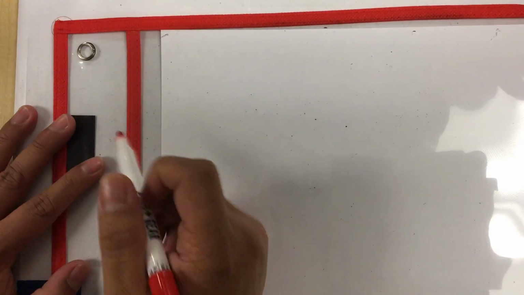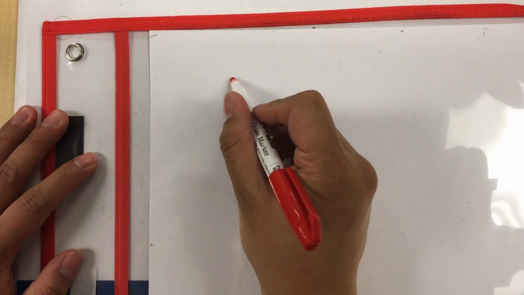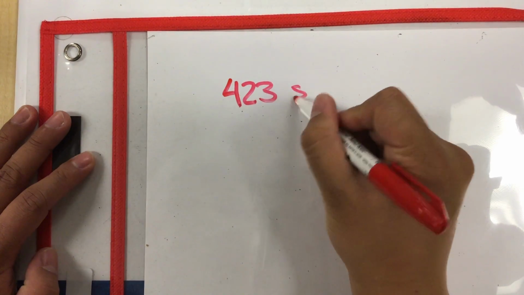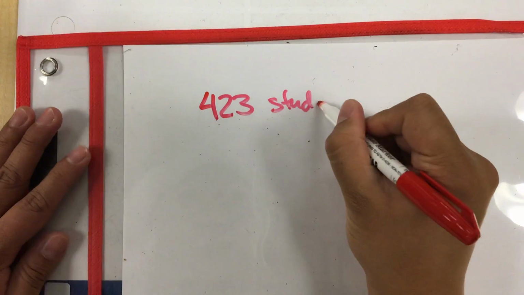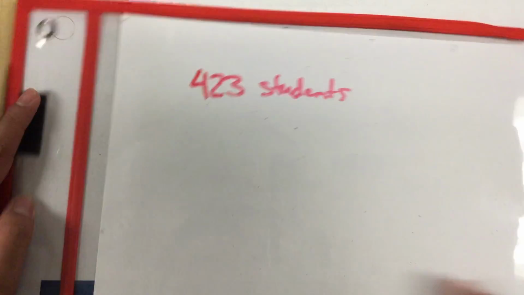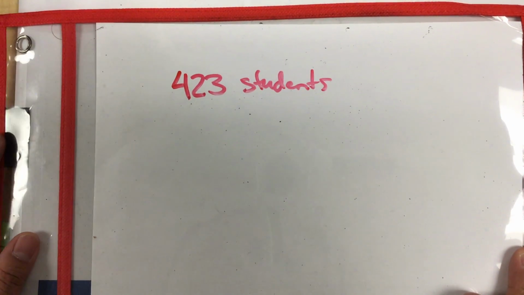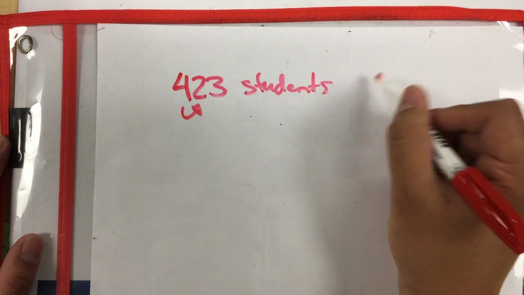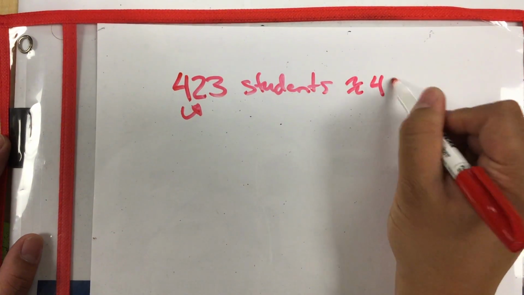Now, one more thing. Let's say that the school only had 423 students, and they want the new iPads for that many. Well, if we round to the hundreds, that would equal 400.